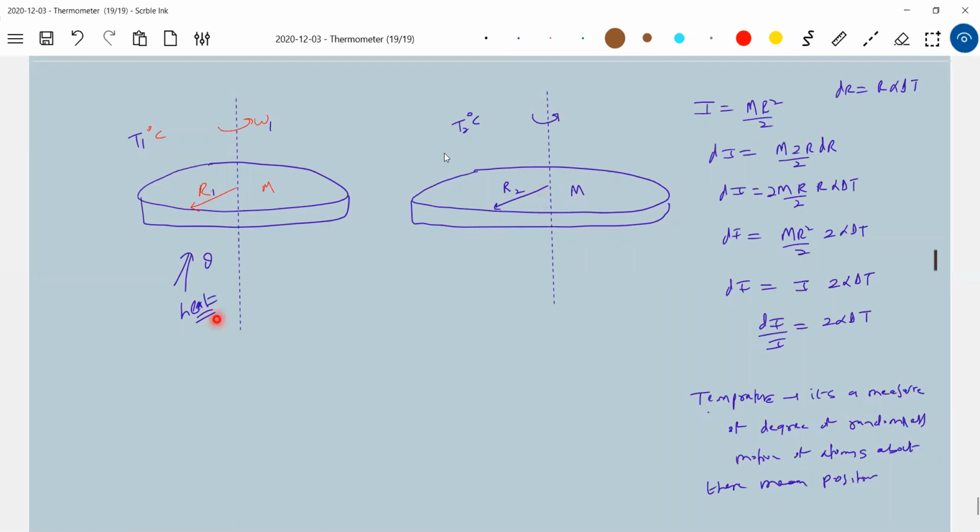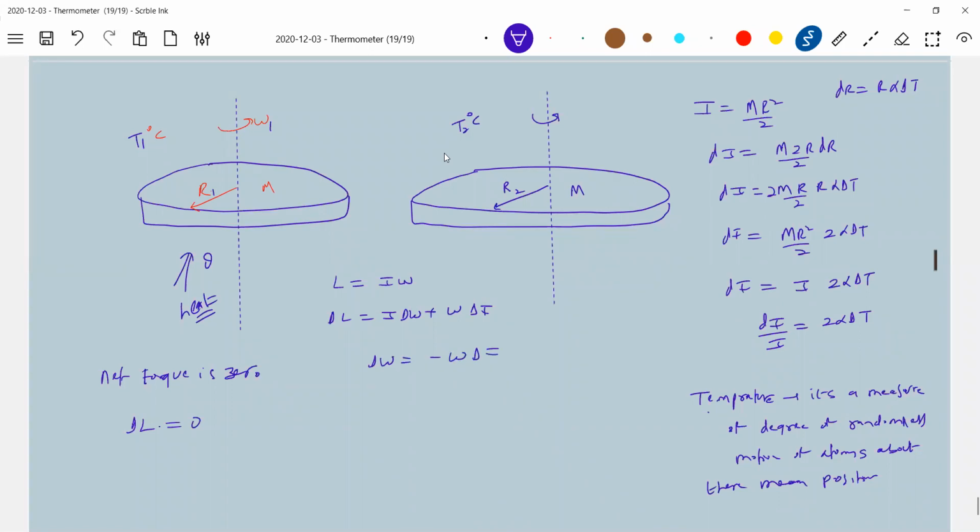Is there any net torque? Net torque is 0. So therefore angular momentum should be conserved. Initial angular momentum should be equal to final angular momentum. What is the basic definition of angular momentum? L equals I into omega. Net torque is 0, so therefore delta L will be 0. So delta L is equal to I delta omega plus omega delta I. I'm interested in the angular velocity. So we can write delta I by I, what is it? 2 alpha delta theta.